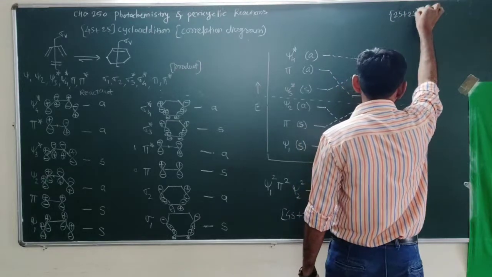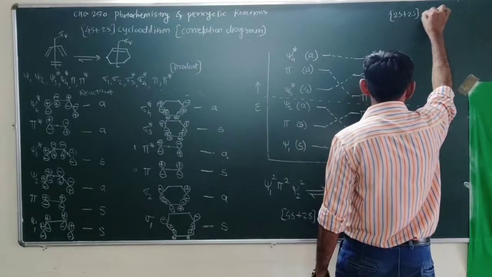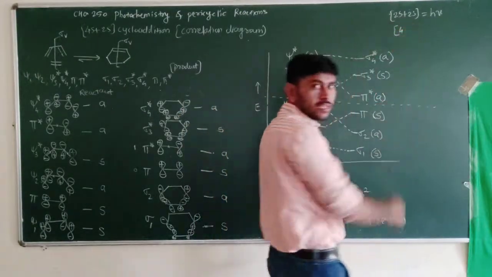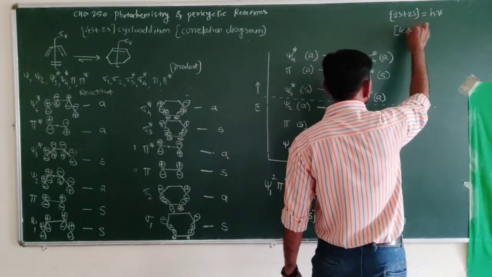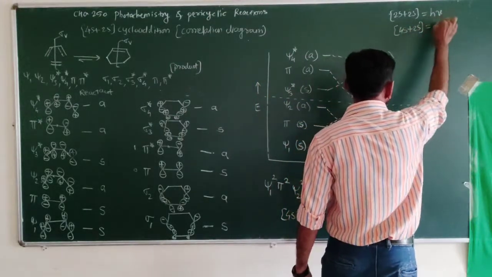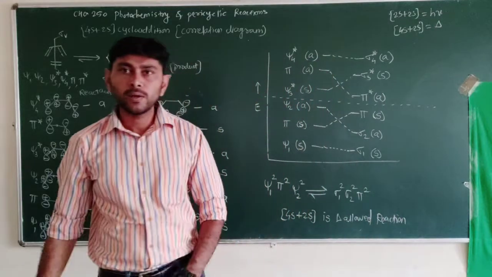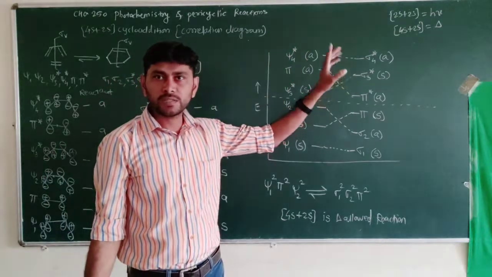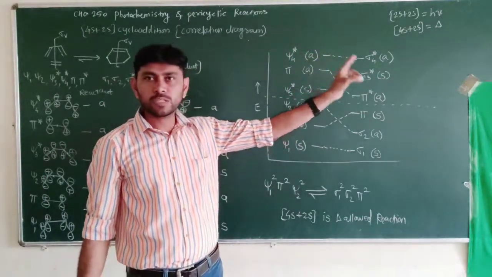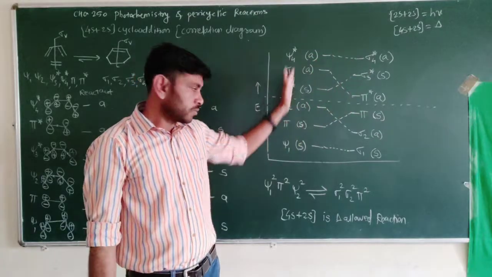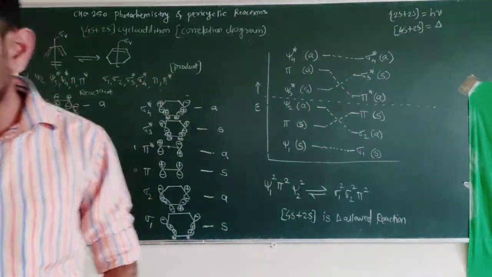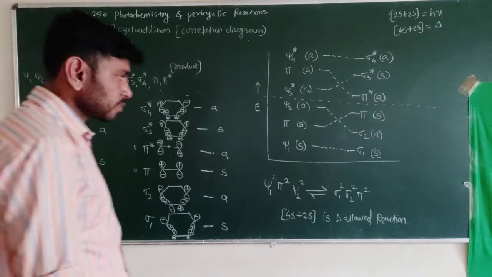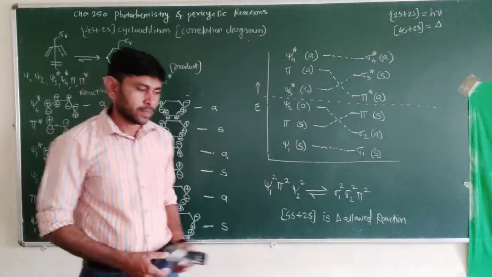So 2s plus 2s cycloaddition reactions are always allowed by the photochemical mode of activation, and similarly 4s plus 2s cycloaddition reactions are always allowed by the thermal mode of activation. So 2s plus 2s cycloaddition reactions are photochemically allowed, and 4s plus 2s cycloadditions are thermally allowed, which can be shown with the help of this correlation diagram. So this is about the correlation diagram and cycloaddition reactions.